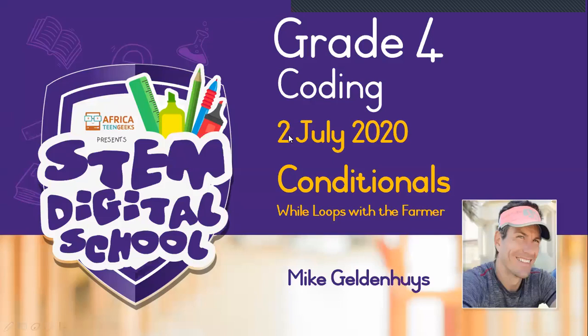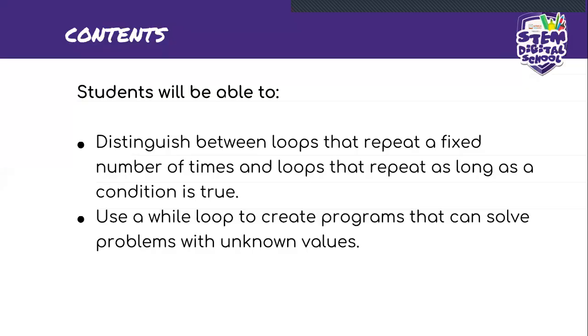Okay, so let's quickly go through to our next slide. And this is what our aim is for today. So we're going to try to distinguish between loops that repeat a fixed number of times. Remember, that is when we just put in a repeat and we want a character to move forward 5 times. We just repeat 5 times and the command will be performed. And then we will look at a different kind of loop that repeats as long as the condition is true.